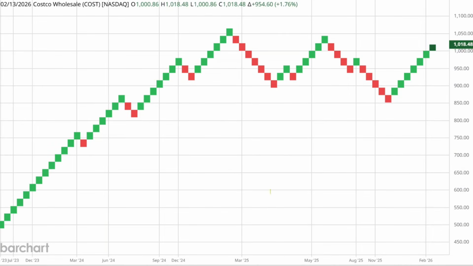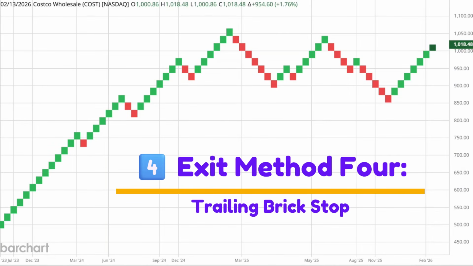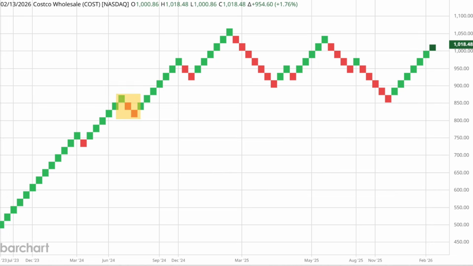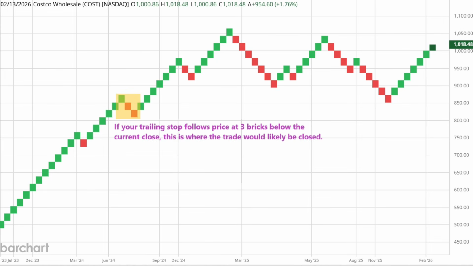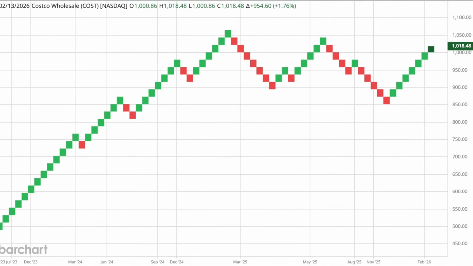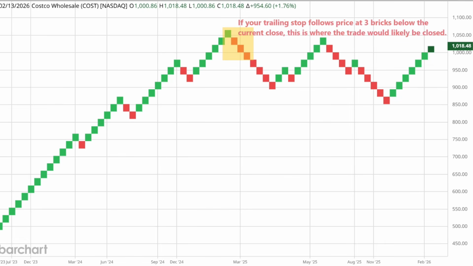Exit method number 4. Trailing brick stop. Here, the stop moves as price moves. You trail the stop 1 or 2 bricks behind the current trend. As the trend continues, your locked-in profit increases automatically. This is simple and very mechanical. It works especially well during momentum moves. However, in sideways markets, it can trigger frequent exits.